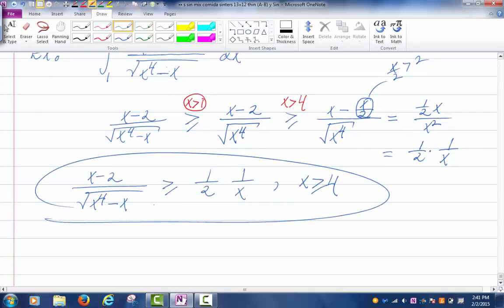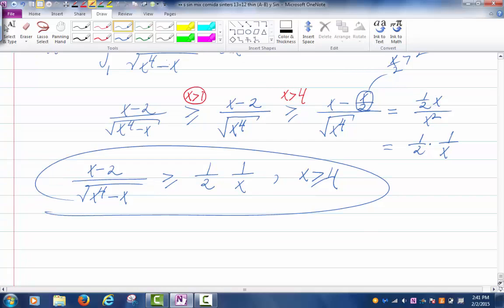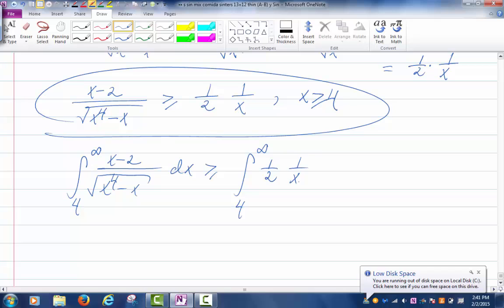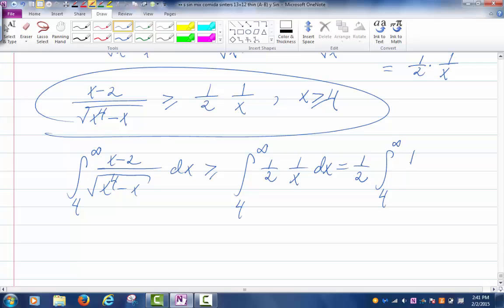Okay, so now we are going to use that. The integral from 4 to infinity of x minus 2 over root of x to the 4 minus x dx would be larger than the integral from 4 to infinity of half 1 over x dx, which is equal to half outside, integral from 4 to infinity 1 over x dx. Is that divergent? You might say, hey, you said 1 to infinity of 1 over x is divergent. How does that imply that 4 to infinity is divergent as well?